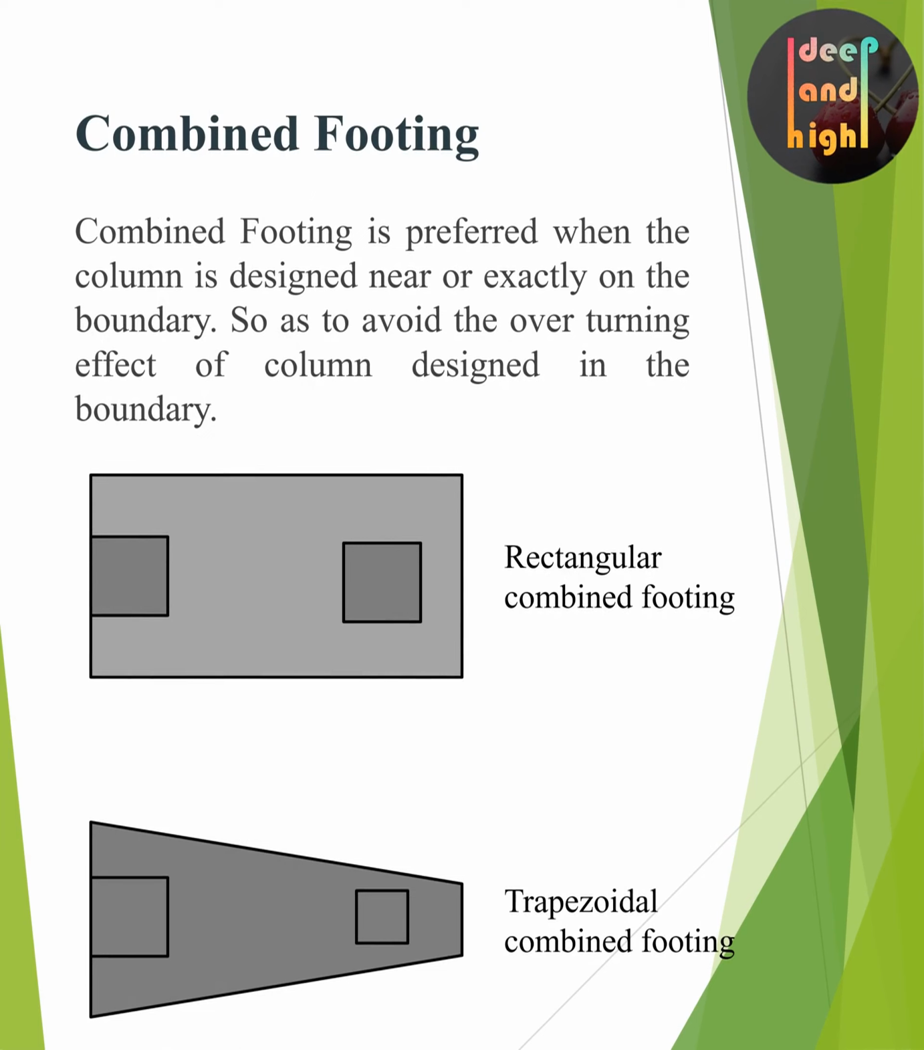Combined footing is used in some cases, like when the column is designed exactly over the boundary, and there is no chance to make the pedestals for the foundation. Then only combined footing is suggested, so as to maintain the center of gravity of the two different columns, as well as to distribute the loads from the columns evenly to the earth. It also resists the overturning effect for the exterior column or for the column which is designed over the boundary.